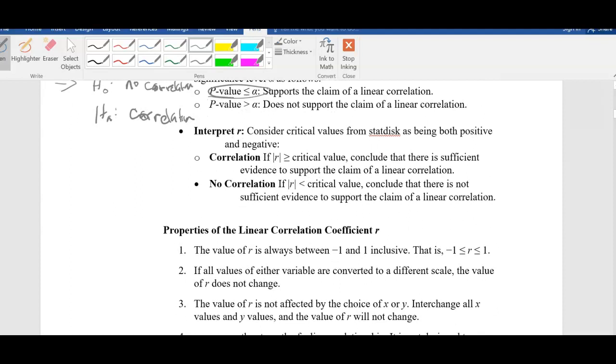Okay, when we look at StatDisk, we're going to look at our correlation coefficient. We're going to look for the critical values and the R value, and we'll actually graph some of that. No correlation if the R is less than the critical value. So it works just like our normal distribution graphs.